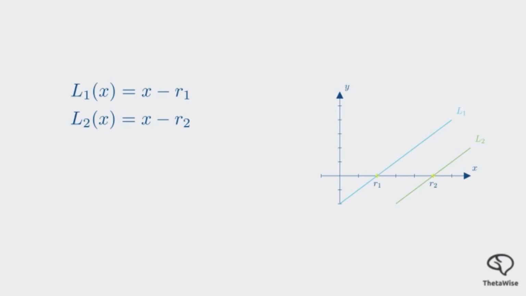So we have two lines, each crossing the x-axis at a specific point. Our objective for this scene was to define and visualize these lines, which we have now done. Now here's the magic. What happens if we multiply these two linear functions together?